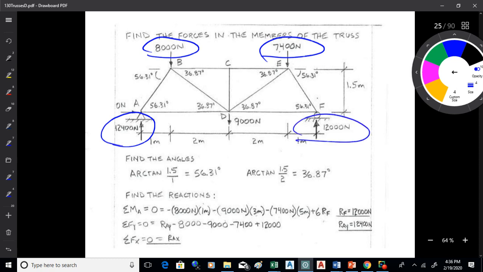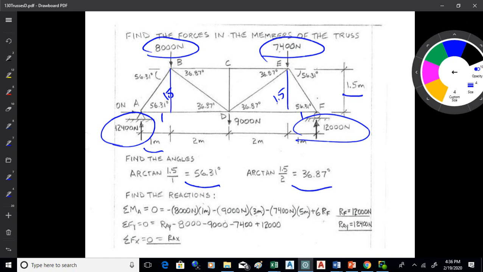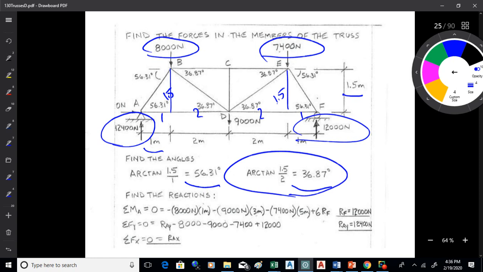Okay, before I start here, I want to do a couple of things. I want to do the trig and find the angles of the members. I usually use arctangent for that. I've got 1.5 to 1 for this one and that one, so 1.5 to 1. Do the trig on that, I get 56.3 degrees. For the other one, I've got 1.5 to 2. Do the trig, I get 36.87 degrees.